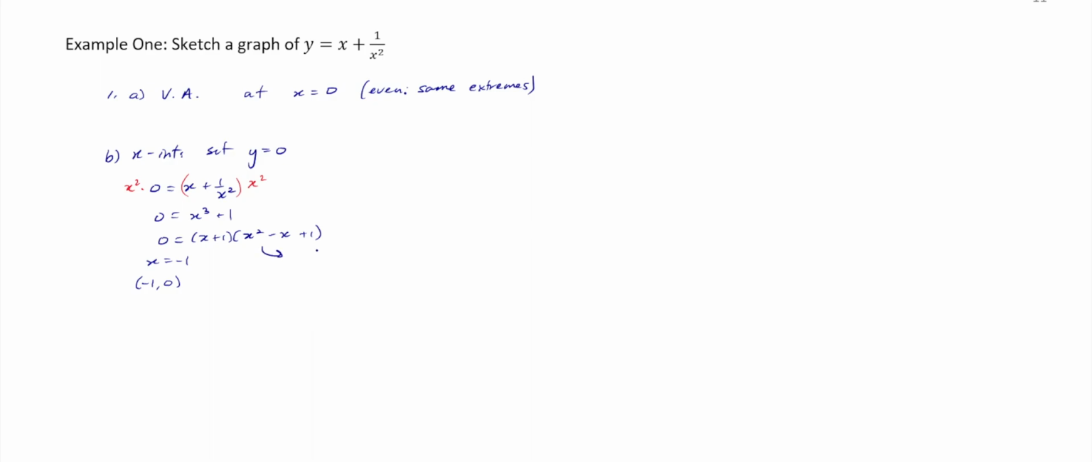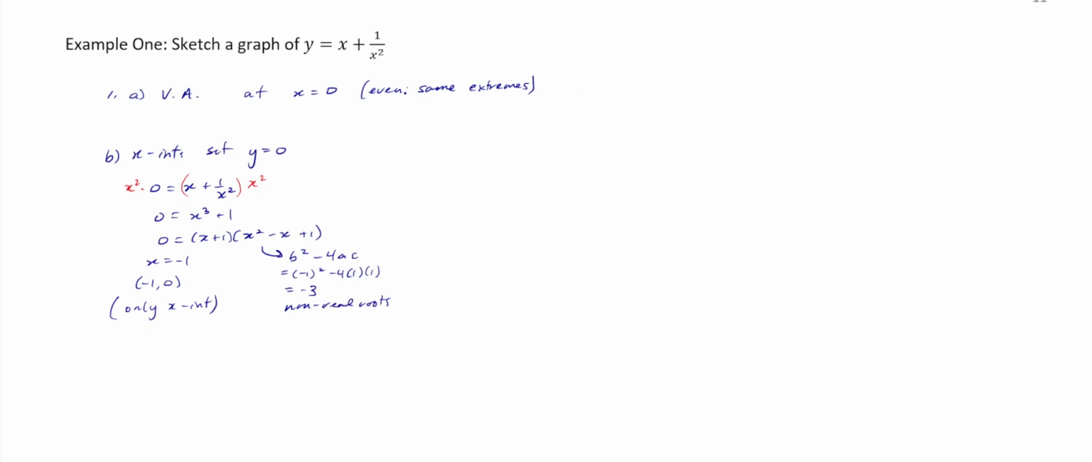But if I try to find the roots of this right here, we can just check using the discriminant of the quadratic formula. So b squared minus 4ac. If I find b squared minus 4ac, that means negative 1 squared minus 4 times 1 times 1. I get negative 3, so that means I have non-real roots. So there are no zeros caused by this trinomial right here, so the only x-intercept is this right here. This is the only x-intercept.